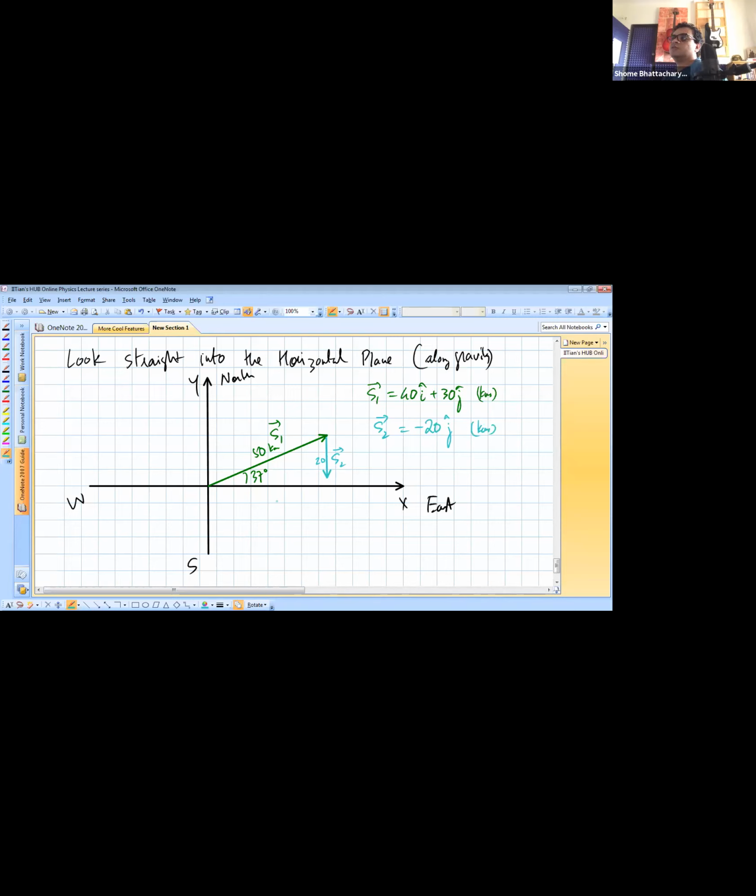Okay. Now the thing is S3 you cannot see in this diagram. So S3 is actually like a line coming out. So I'll just show it with a dot, like you're seeing the tip of an arrow coming out. So S3 is a vector pointing out, perpendicular to the plane of the diagram. And that one is 5 kilometers.